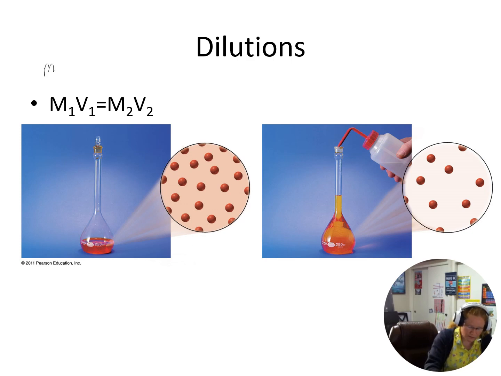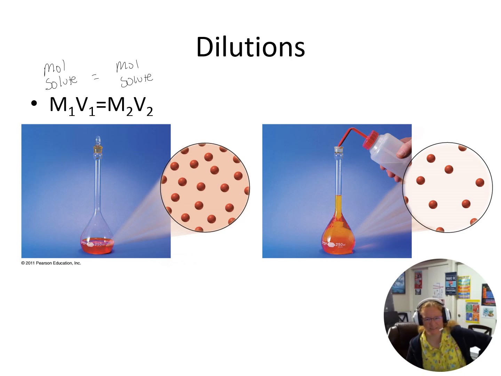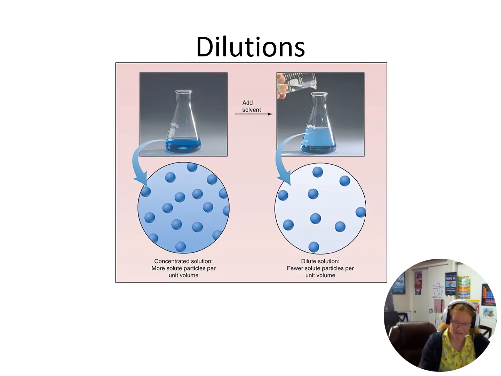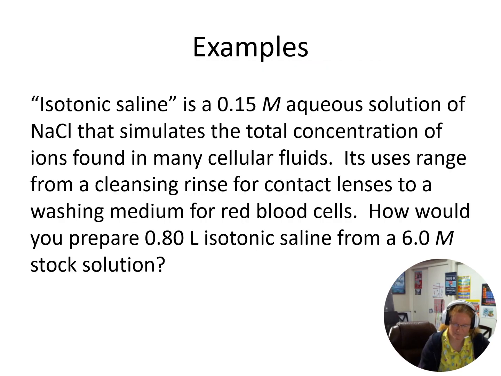So the total moles of solute don't change when we dilute. The concentration does, though. So in these two pictures, I have the same moles of solute. It's just in the first one, I only have a little bit of that. But now when I add more of my solvent, they're more spread out, and so it's a more dilute solution. So we've got more solute particles per unit volume in a more concentrated solution, and fewer in a more dilute solution.